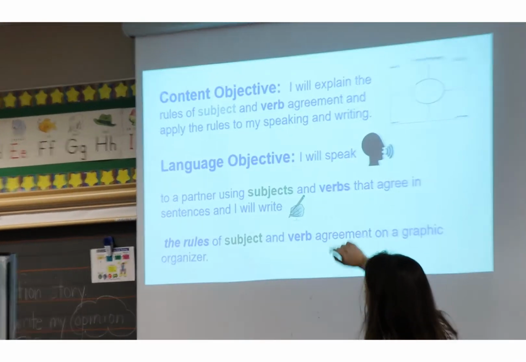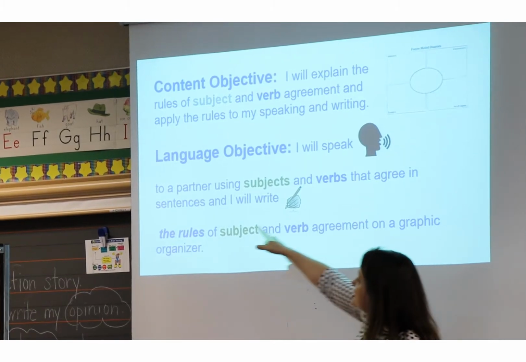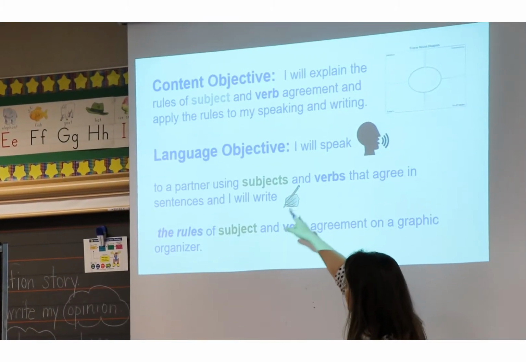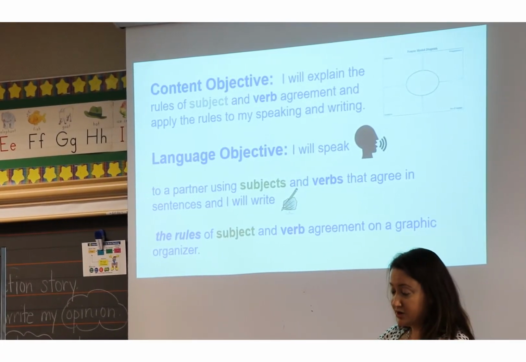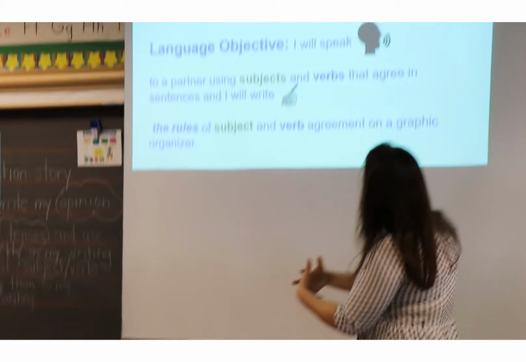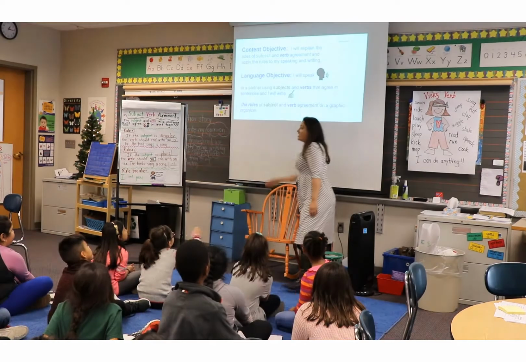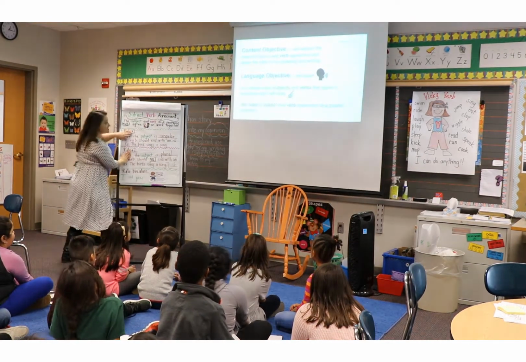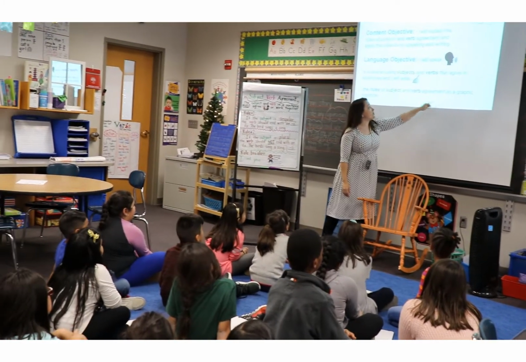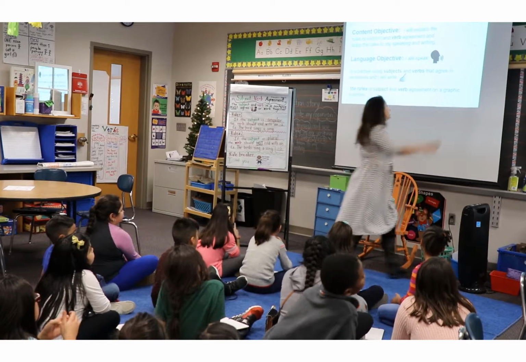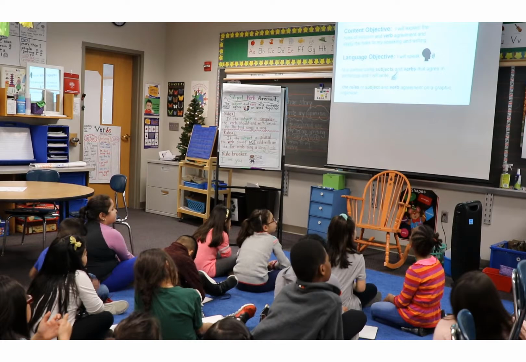Our language objective is I will speak to a partner using subjects and verbs that agree. Do this with your hands to remind yourself that they agree in sentences. And I will write the rules of subject and verb agreement on a graphic organizer. And this is the graphic organizer that you're going to be doing. It looks like that. So we're going to be doing a lot of speaking and writing.